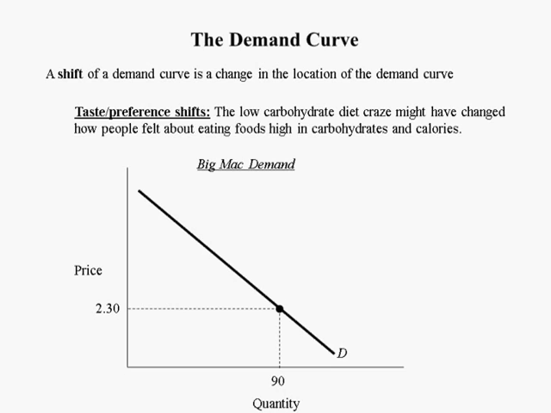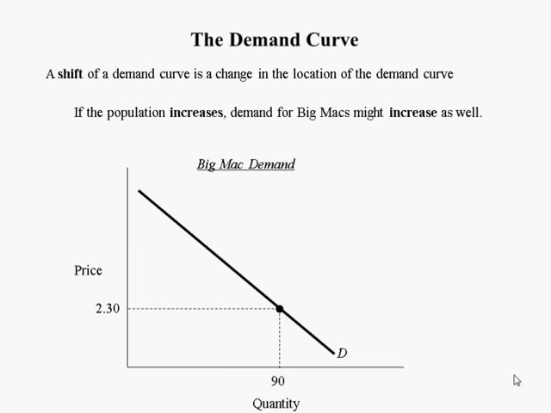The low carbohydrate diet craze might have changed how people felt about eating foods high in carbohydrates and calories. And since Big Macs have 3 slices of bread, people are not as inclined to buy Big Macs. They're avoiding things with carbohydrates in them like bread. So in this scenario, the demand for Big Macs would fall. The price is constant, so quantity demanded falls from 90 to 75 because the demand fell.